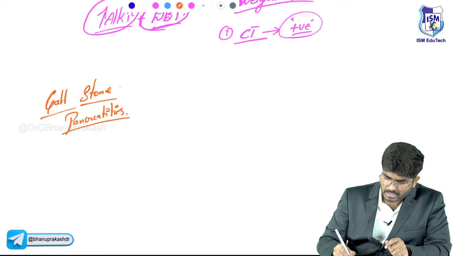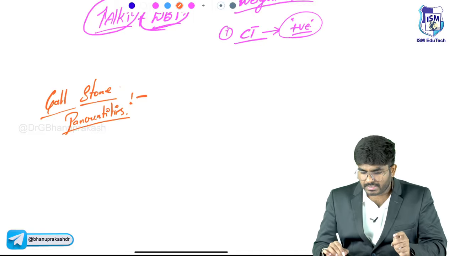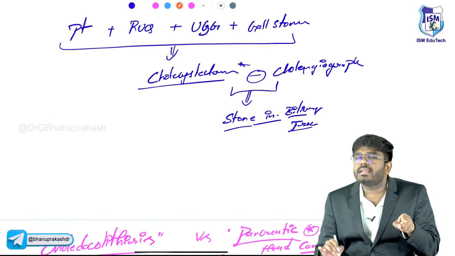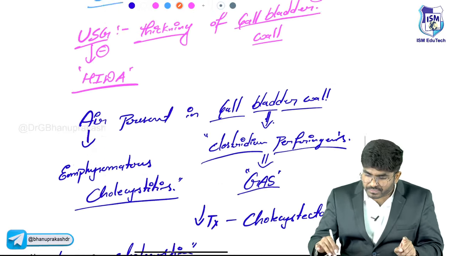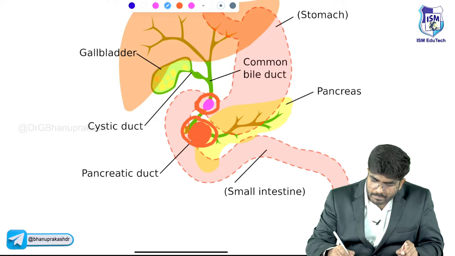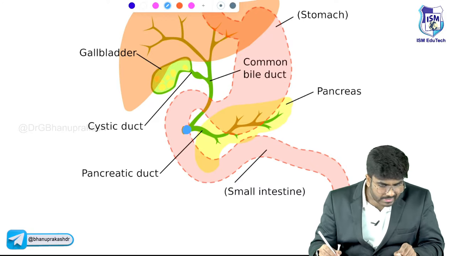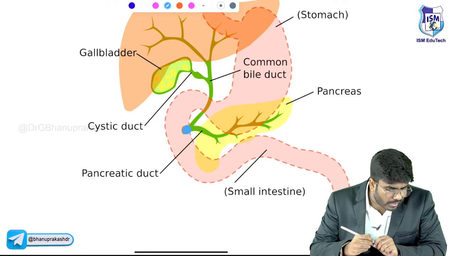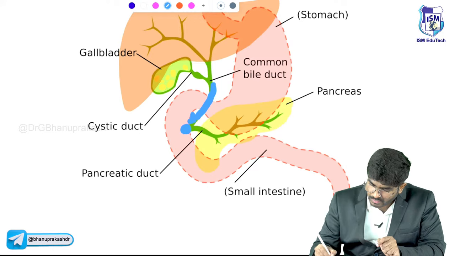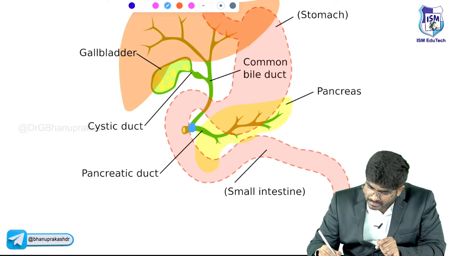So what exactly is this gallstone pancreatitis? Now the gallstone is not just there in the common bile duct. It's there in this region. So what exactly is this region? This region is called the hepatopancreatic ampulla, from the liver and from the pancreas. So this junction is called the hepatopancreatic ampulla.